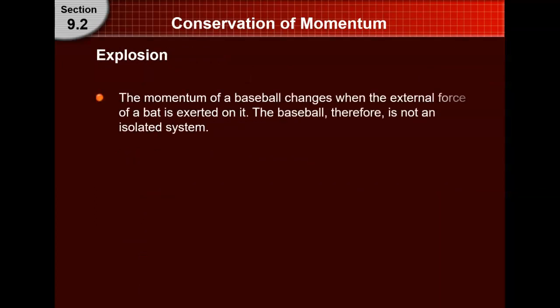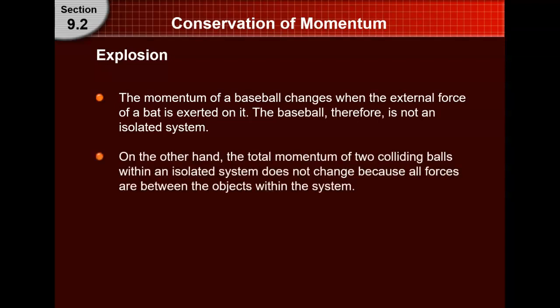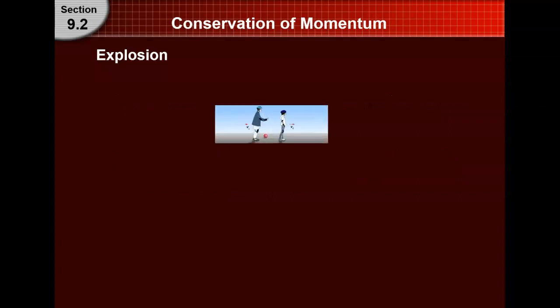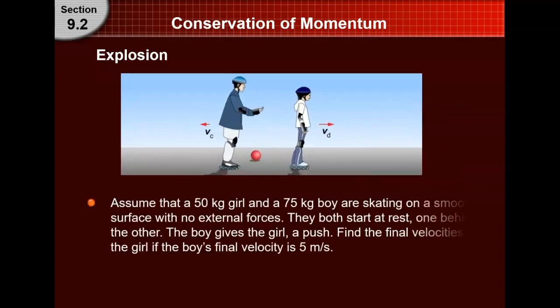All right. Now, let's say we have two things that are sticking together. The momentum of a baseball changes when the external force of the bat is exerted on it, so it's not an isolated system. The two colliding balls that hit can be an isolated system. But we're going to look at this situation.